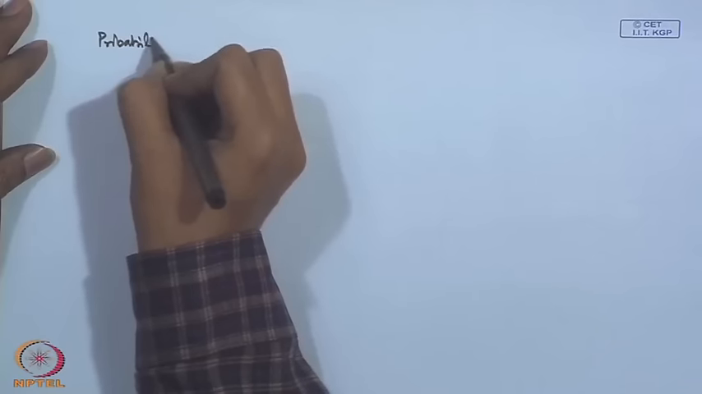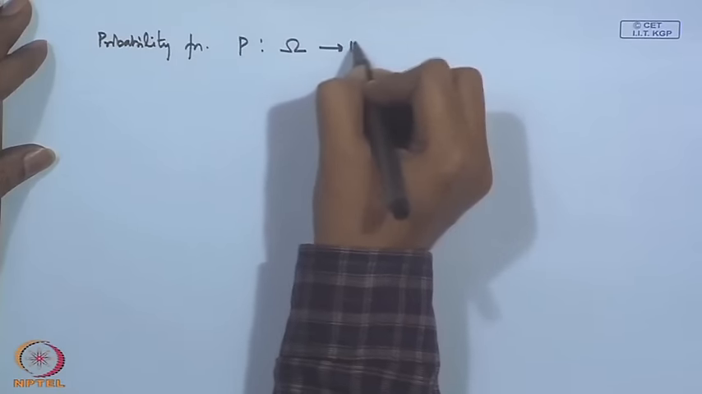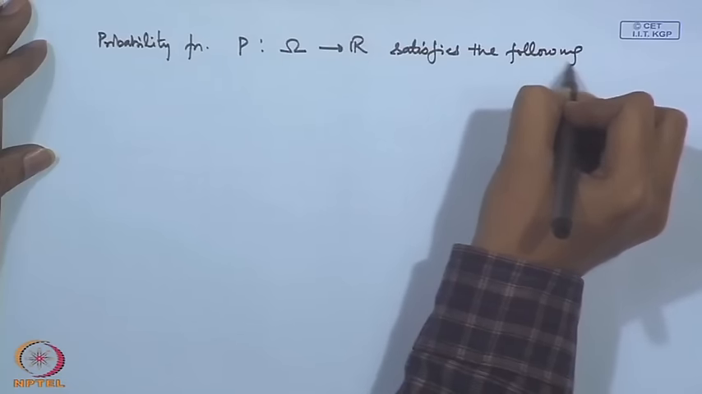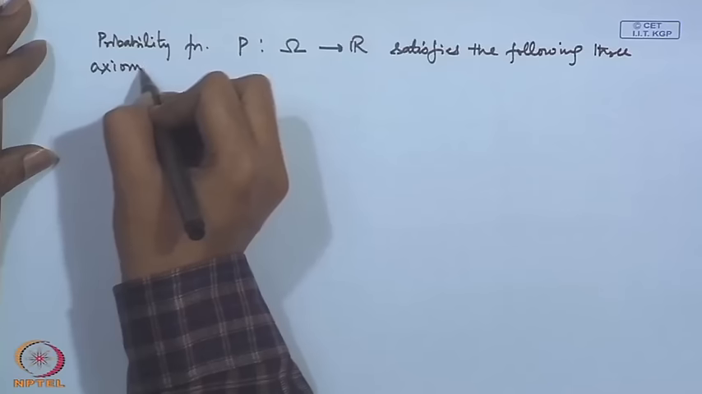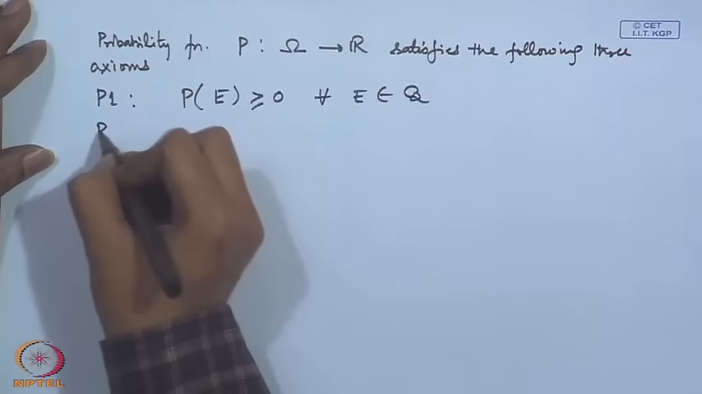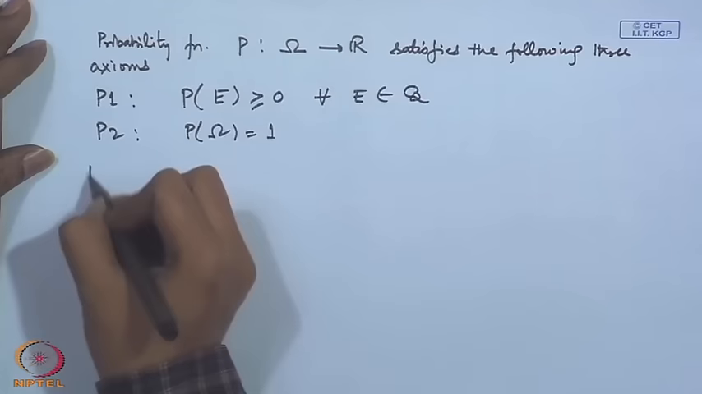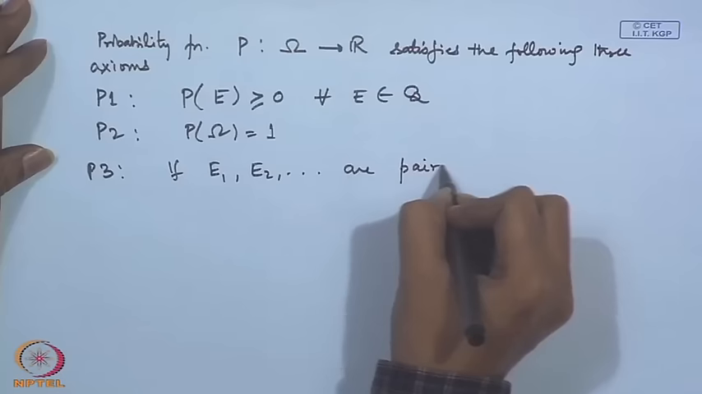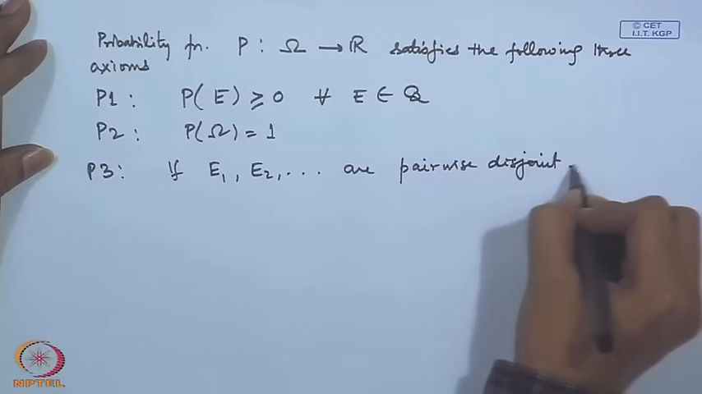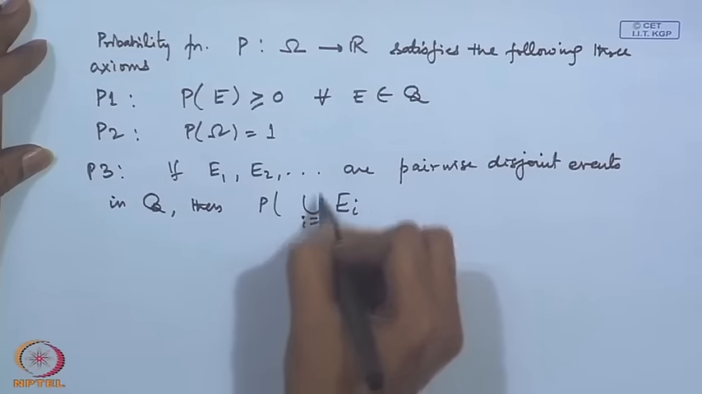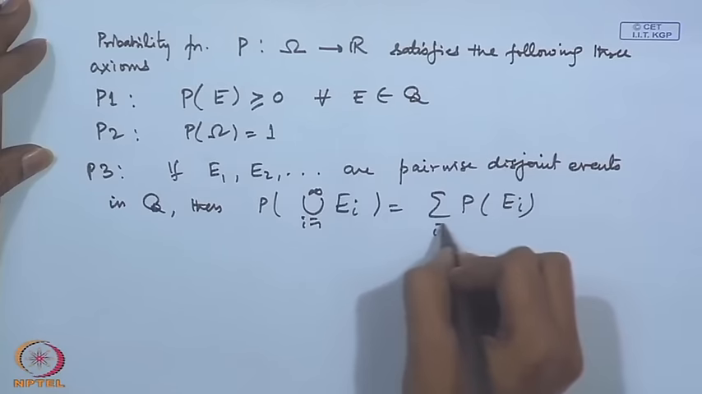Then we define a probability function P from B into R which satisfies the following three axioms. Let me call them P1, that is probability of E is greater than or equal to 0 for all E. P2, probability of omega is 1. P3 is that if E1, E2 and so on are pairwise disjoint events in B, then probability of the union of Ei, i equal to 1 to infinity, is equal to the sum of probability of Ei, i equal to 1 to infinity.